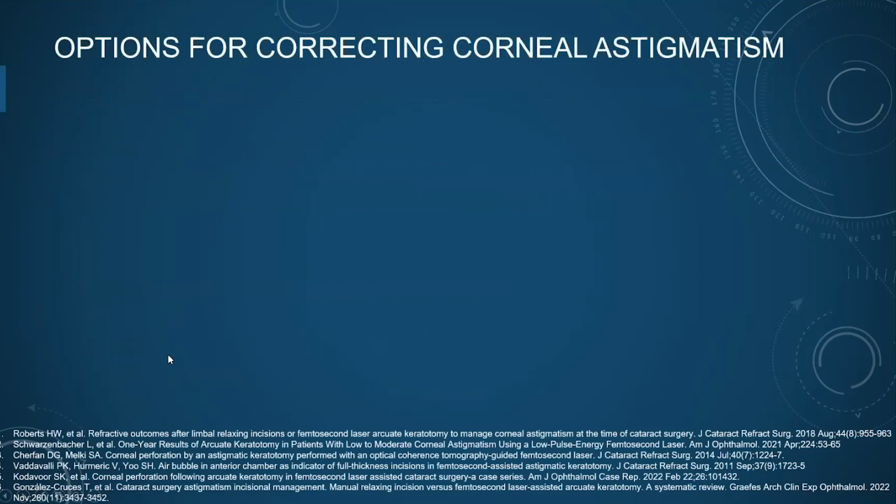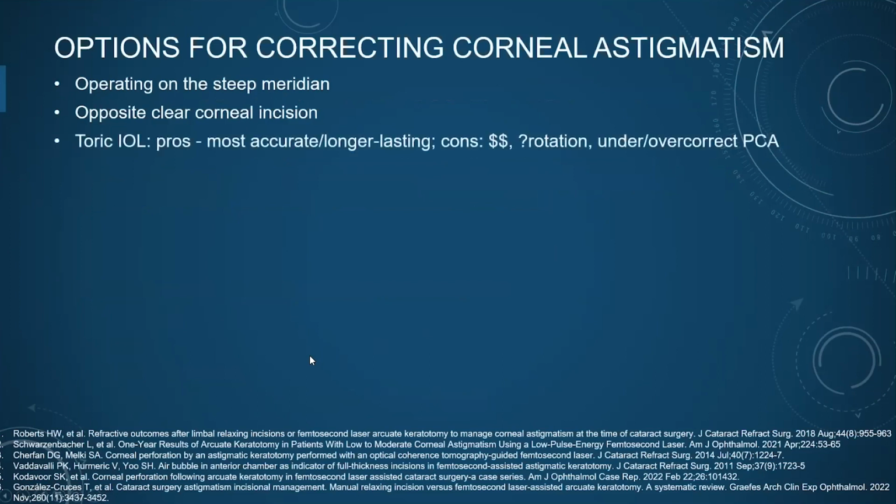Okay, so what are our options for correcting corneal astigmatism? Well, the top two aren't really done anymore. Operating on the steep meridian, like I said, the incisions that we use don't really correct a whole lot, especially with smaller and smaller incisions. Some people have talked about doing an opposite clear corneal incision. I'm not a fan of making any additional wounds in the eye if we don't have to, so I won't talk too much about that.